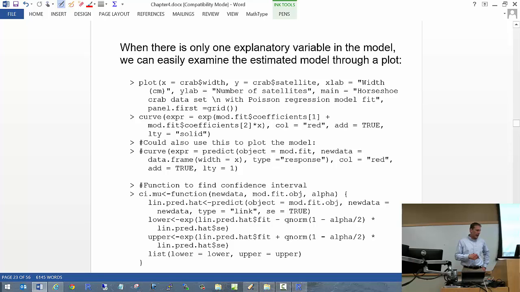Well, let's look at a plot of our model. So first thing I'm going to do is a scatter plot of my data and then plot the model on top of it. So for my x-axis, I'm going to put the width of the crab. The y-axis, I'm going to put the number of satellites. Note that I don't think we've seen this before, the \n. Does that look familiar at all?